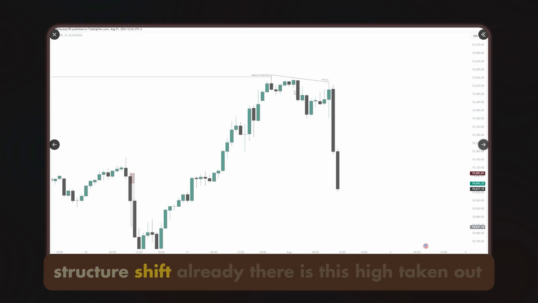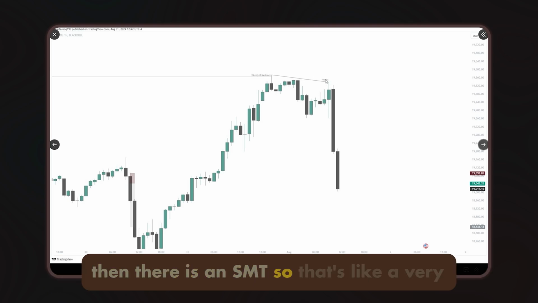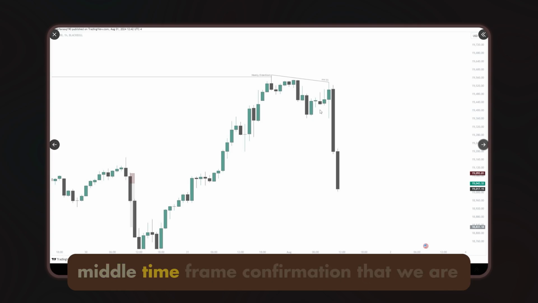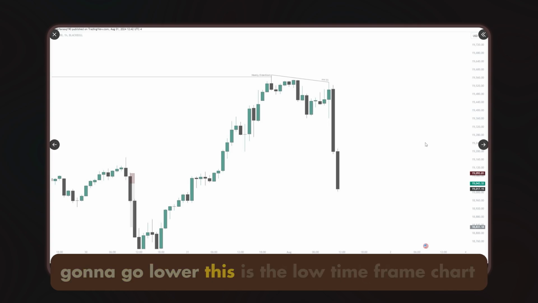There's a market structure shift already. There's this high taken out. Then there is an SMT. So that's a very confirmed bias, very, very confirmed middle time frame confirmation that we are going to go lower.